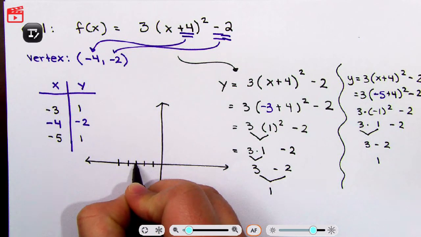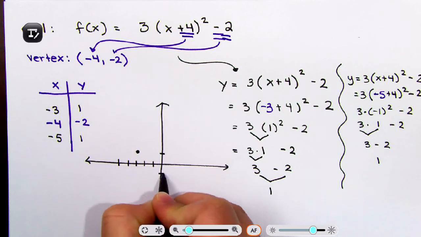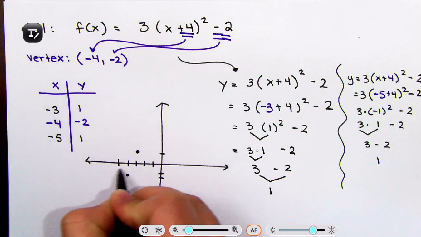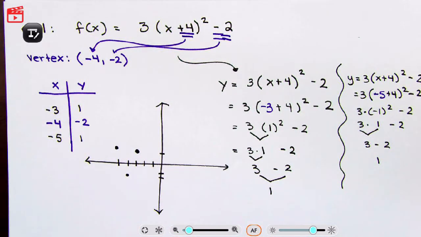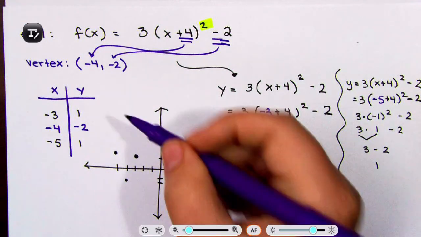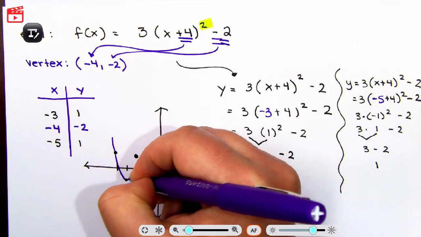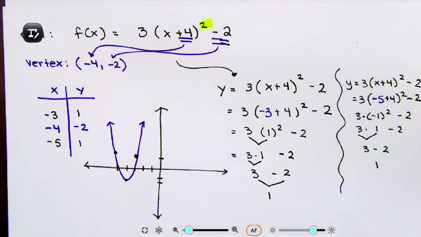So we have a -3 and a positive 1. I have a -4 and a -2, and I have a -5 and a positive 1. So again, if you look at this, you have 3 points. It could potentially look like a V. It could potentially not look like a V. It could look like a U. So make sure, because our given function is a quadratic, meaning it has an exponent of 2, it must look like a U. And you are done sketching.